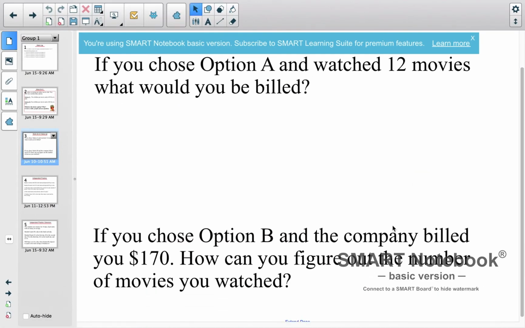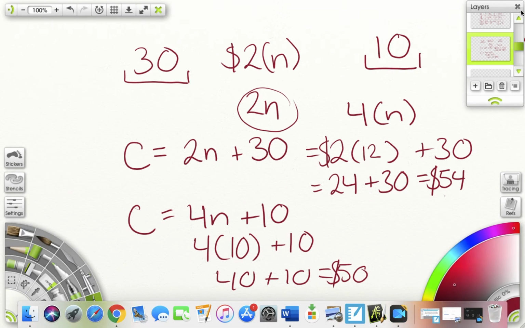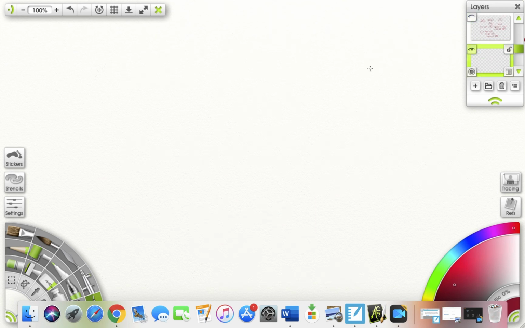The second part, if I chose option B and the company billed you $170, how could you figure out the number of movies that you watched? So in this case, we have to work backwards. So I'm going to break it down step by step. Option B was $4 per movie times the number of movies watched plus $10 for the fee. So let me plug this in. I'm just going to do this on a new slide so we can break it down. So the total cost I spent was $170.